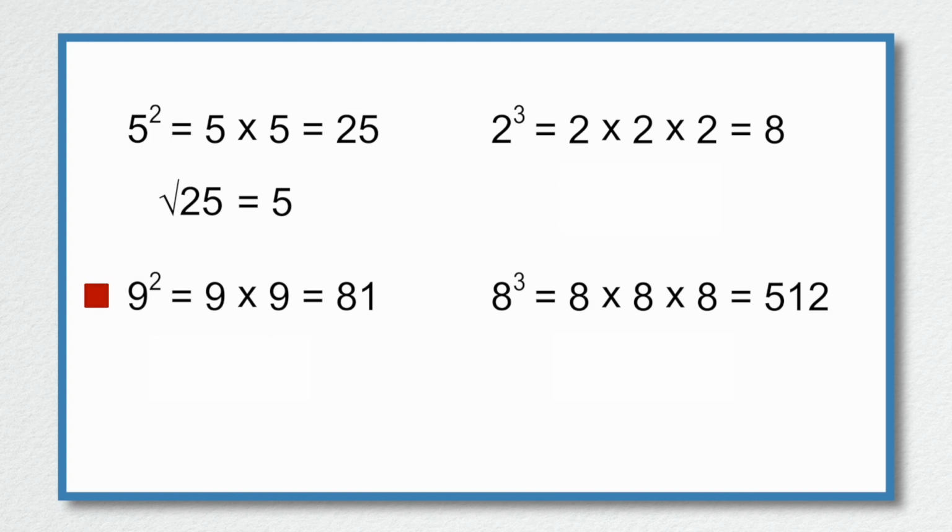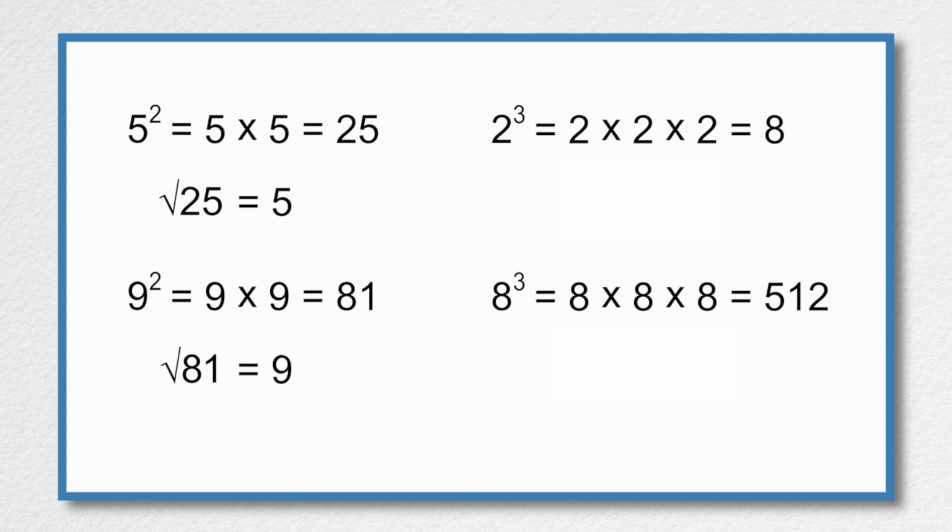Similarly, with 9 squared, which we know is equal to 9 multiplied by 9, which is equal to 81, the square root of 81 is 9. What number, when multiplied by itself, is equal to 81?